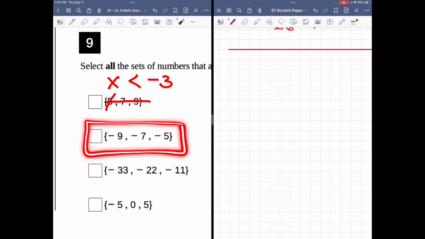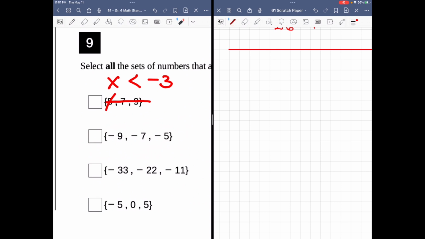Switching to blue, let's go attack the second line. So we're going to test -9, then test -7, and then test -5. Starting with -9. -9 is less than -3. So they're both negative. The one closer to 0 is bigger, so -3 is bigger, which means -9 is smaller. So it's true that -9 is less than -3. In blue, this is correct.